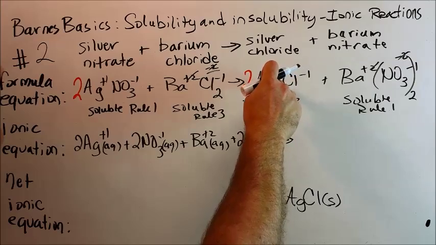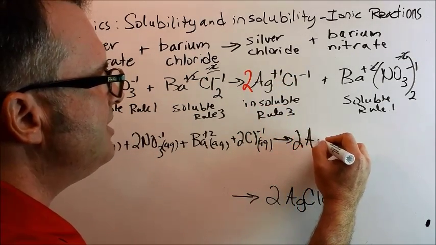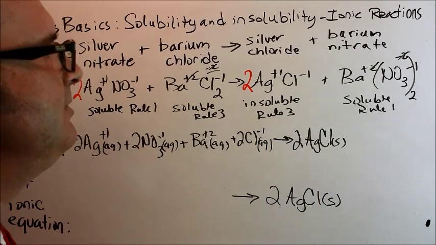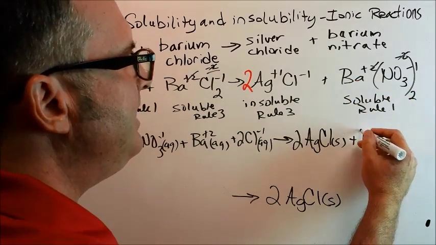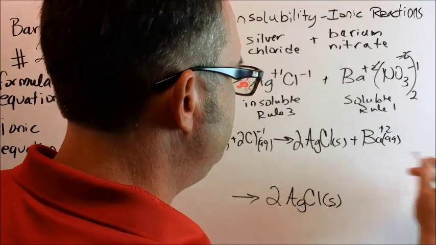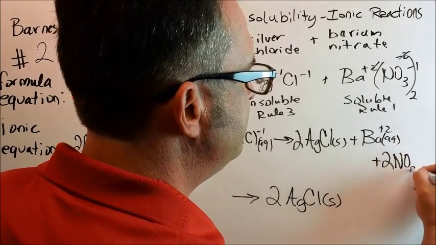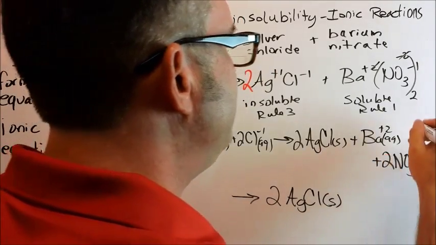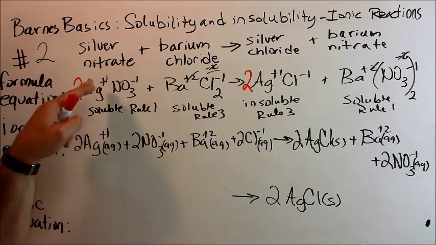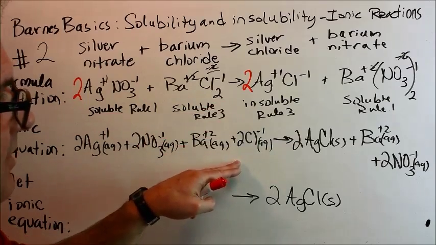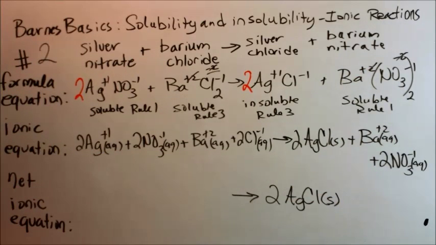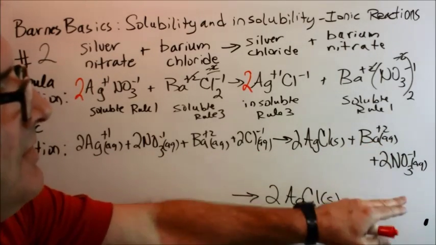On the other side, we'll just keep this the same. We're going to just say there are 2 moles of silver chloride solid. That's the simplest way to talk about it. We've got 1 barium on this other side. It is aqueous. And we have 2 nitrates. I'm running out of room on my chart. So when we look at this, we saw 2 silvers, 2 nitrates, 1 barium, 2 chlorides. We saw 2 silver chlorides, 1 barium, and 2 nitrates. So that would be the ionic equation. And we've got aqueous, aqueous, aqueous, aqueous, solid, aqueous, and aqueous.